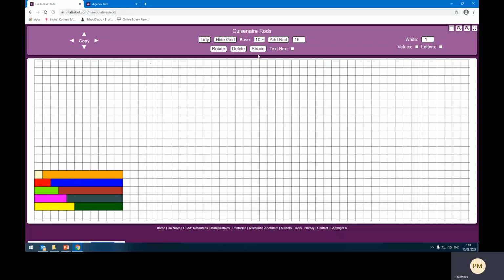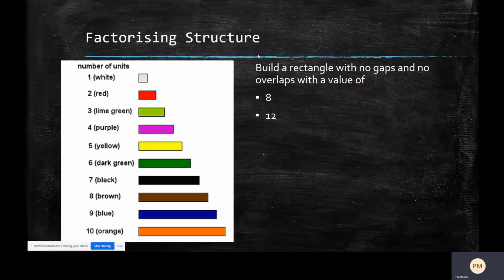And so now, having looked at 8, I might look at 12. I might look at 9 because that's square. I might look at 13 because that's prime. But the idea of factors and factorizing stays the same. Build me a rectangle, no gaps, no overlaps. How many different unique rectangles can you build?